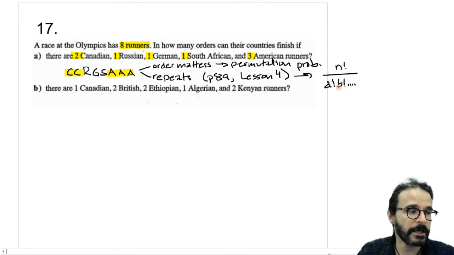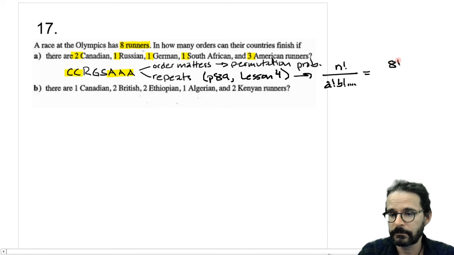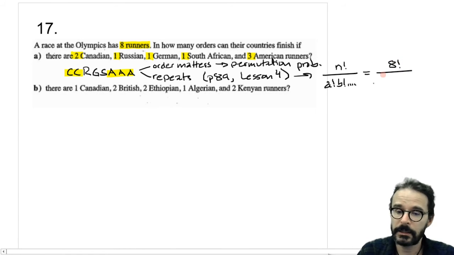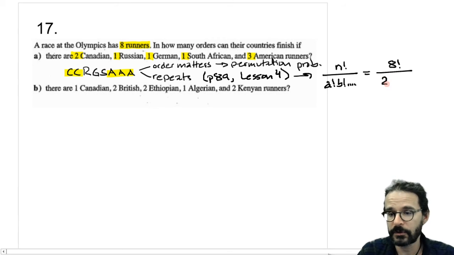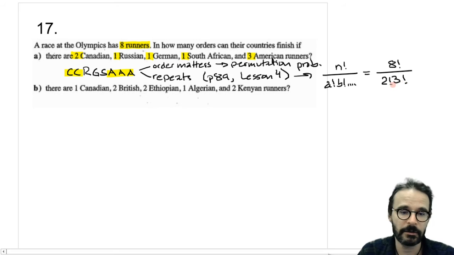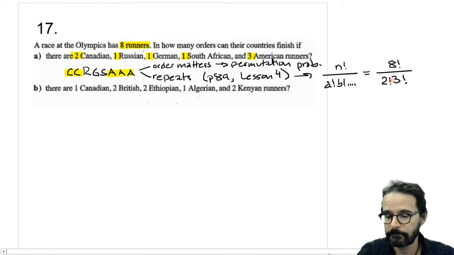So let's see how this actually looks. In our case here, n is the total number of runners, so it's going to be 8 factorial. And then in the denominator, we only have to put in the repeating letters. So we have 2 of the C's repeating, so it's going to be 2 factorial, times we have 3 of the A's repeating, so it's going to be 3 factorial. And we don't have to worry about any of the other letters that are not repeating.